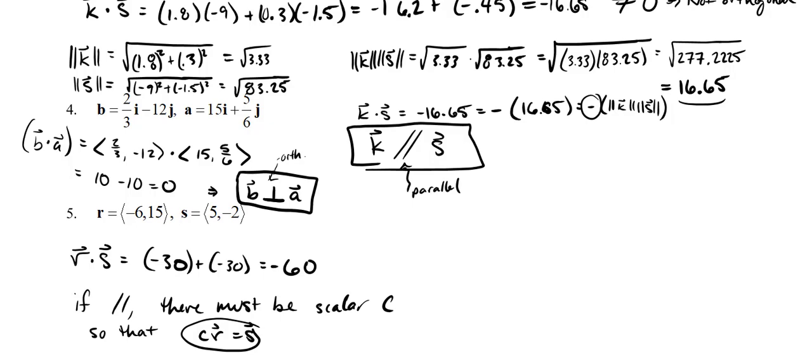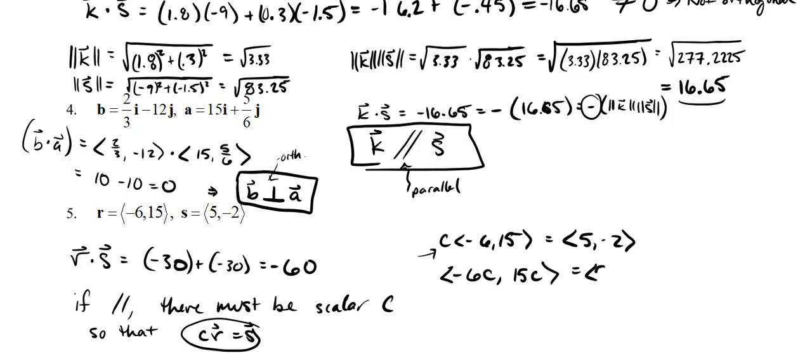Well, so what does that say? If C times R equals S, that means C times (-6, 15) equals (5, -2). If we can find a scalar C that satisfies this equation, it means our vectors are parallel. So absorbing that scalar into the vector on the left, this equation must be true. And for this to be true, each component on either side of the equation must be equal. Negative 6C must be 5. 15C must be negative 2.